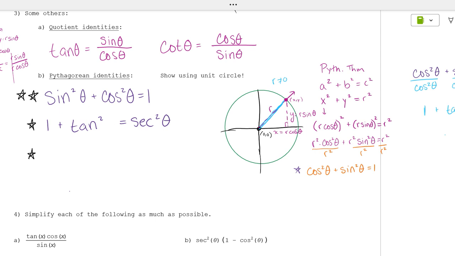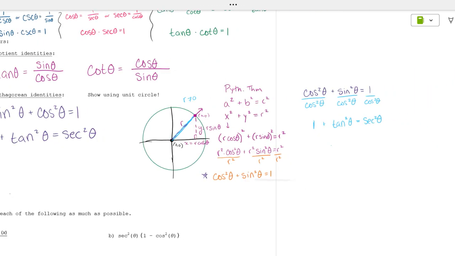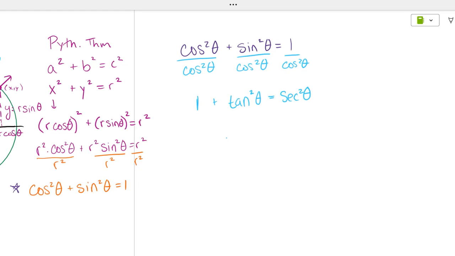Sometimes you'll see secant squared minus 1 equals tan squared. You can manipulate them. You can move the 1 to either side as long as both expressions are equivalent. Okay. Now, I decided to divide through by cosine first. But let's see what happens if I divide everything by sine instead.